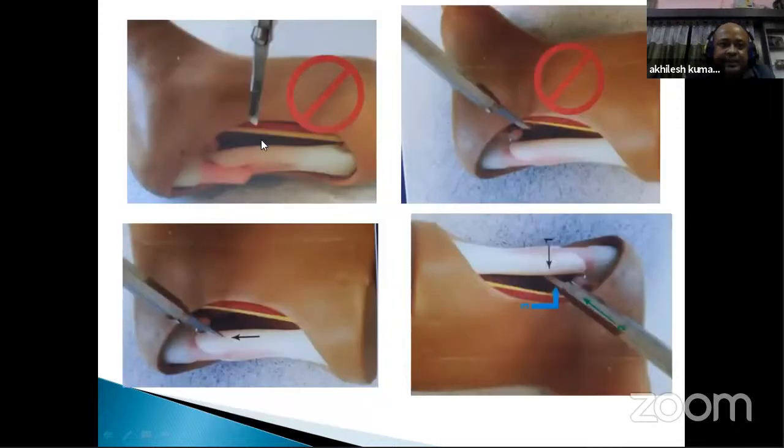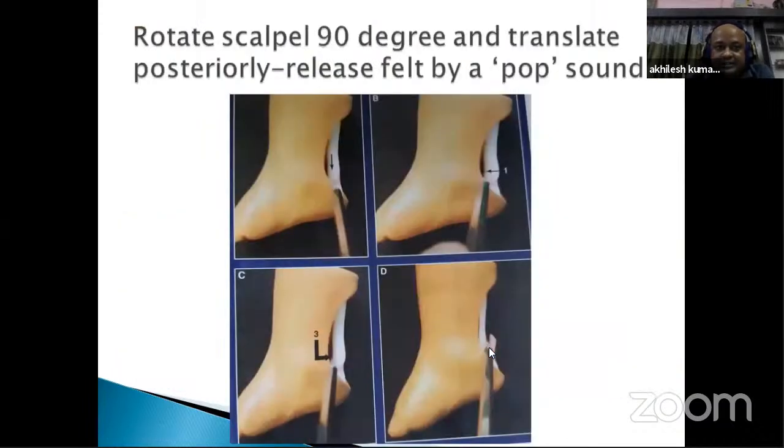And this is the pictorial method. Do not enter through this soft tissue space. Also, do not enter through this free space. Just hit your scalpel to the belly of the tendo Achilles, and then go inside the soft tissue, just touching the anterior border of the tendo Achilles. Then rotate your knife 90 degrees, and after rotating, translate posteriorly. Release, you can feel by the pop sound. And these are the pictorial spaces.